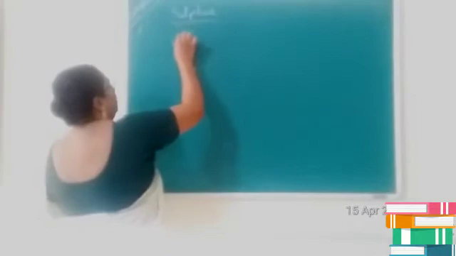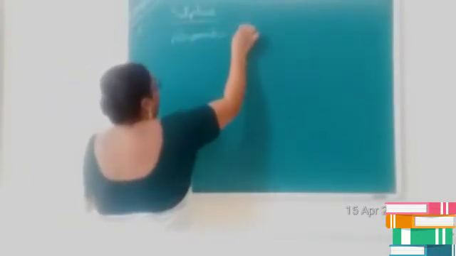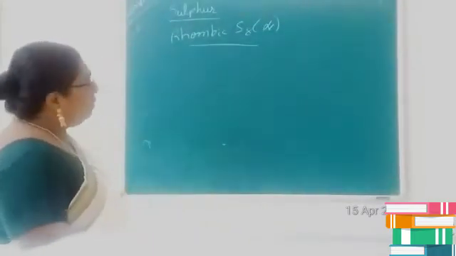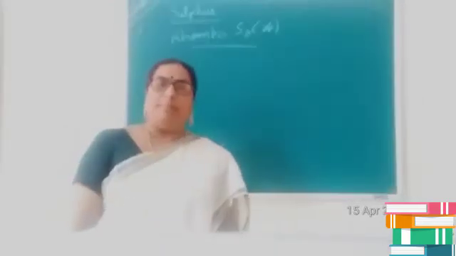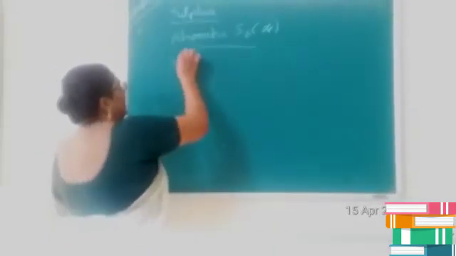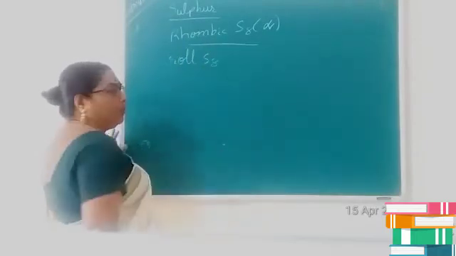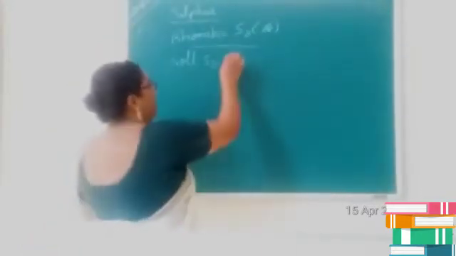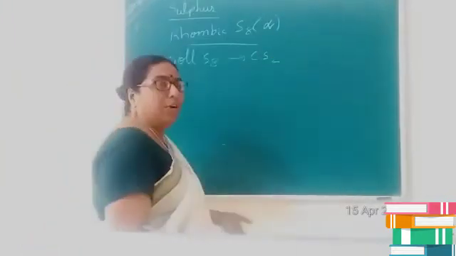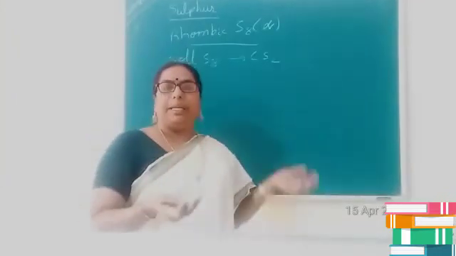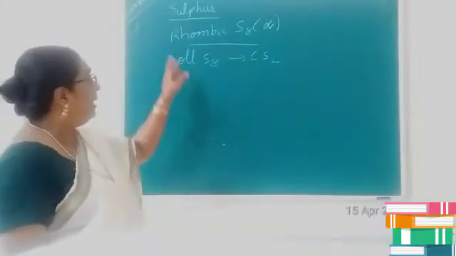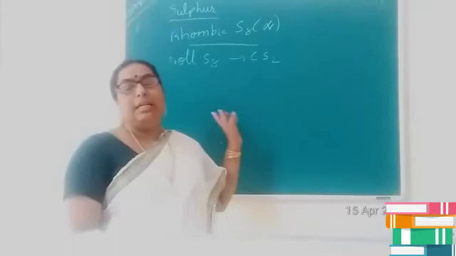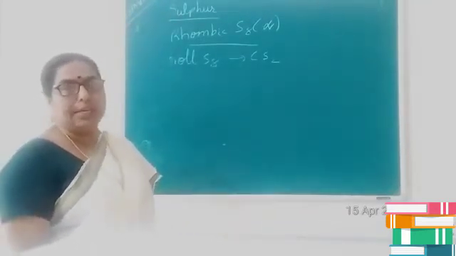sulfur, the alpha form. Rhombic sulfur is otherwise termed the alpha form, and the second one is monoclinic sulfur, that is the beta form. Rhombic sulfur is obtained by dissolving rolled sulfur in carbon disulfide. First you have to dissolve rolled sulfur in carbon disulfide and evaporate the solution. After evaporating, the yellow colored crystals left behind are termed rhombic sulfur. Is it clear? It is obtained by evaporating the solution of rolled sulfur dissolved in carbon disulfide.